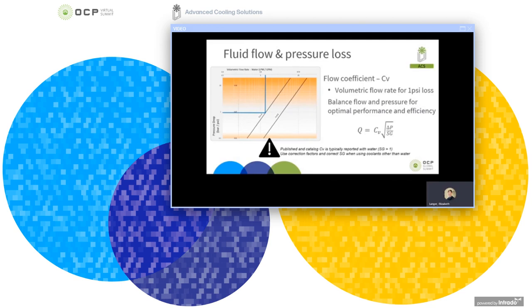It's interesting to note that a lot of times the published and cataloged CV rating for a quick disconnect is typically reported with water, and the specific gravity of water being 1 can be a little misleading when you're analyzing pressure loss of fluids that maybe have a higher viscosity or higher specific gravity. So in those cases, we can use correction factors and correlate the CV to the appropriate coolant that's being used.